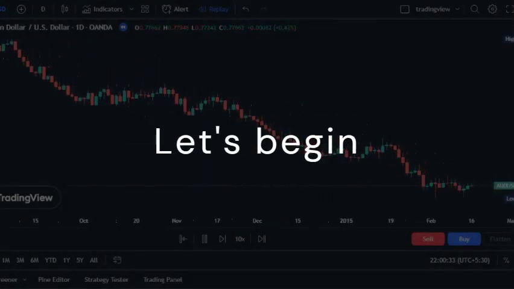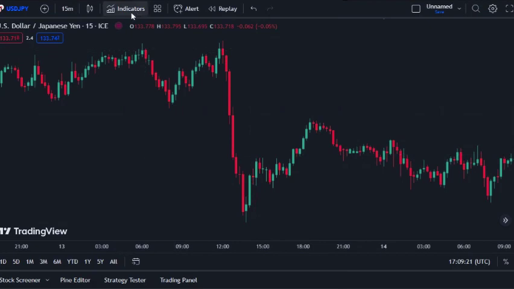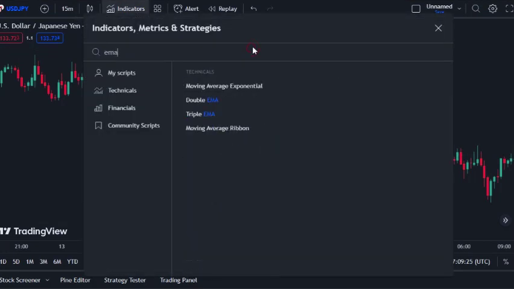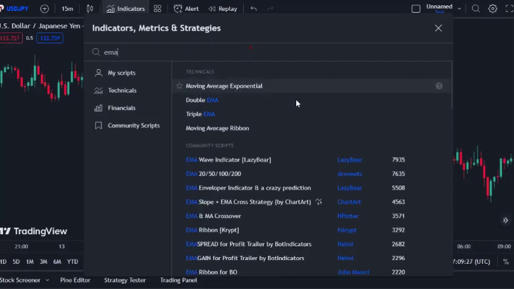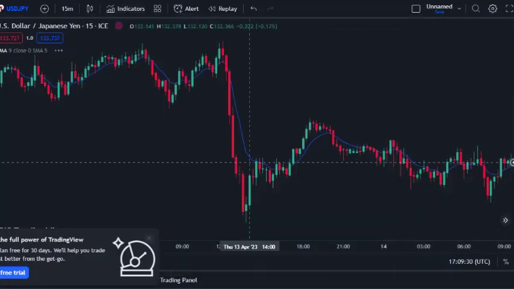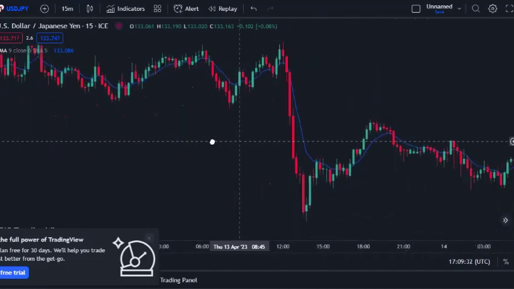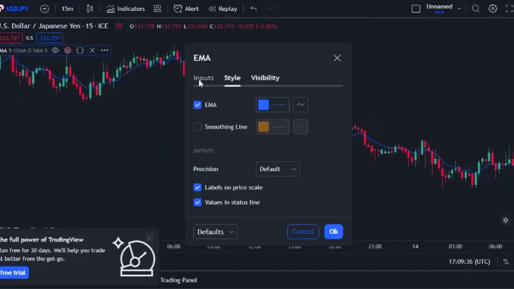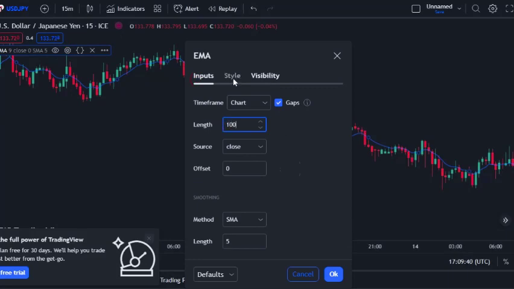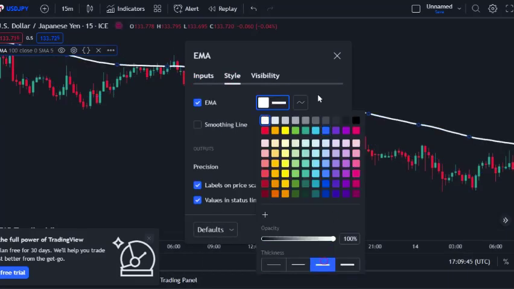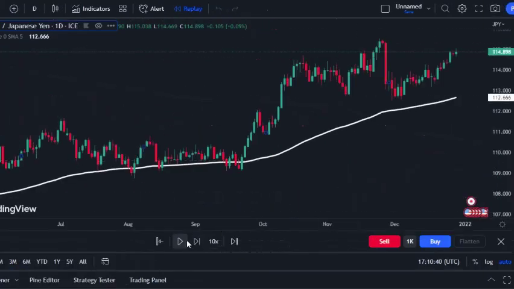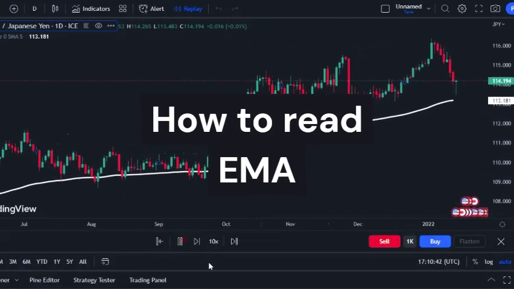Okay then, let's begin. So first, let's add our first indicator, EMA. It's a very popular indicator that we are going to use today to know the momentum of the market. Add that indicator and change its length to 100 in settings like this. Now, I know you probably know how EMA works, but just to be clear, let me explain it.